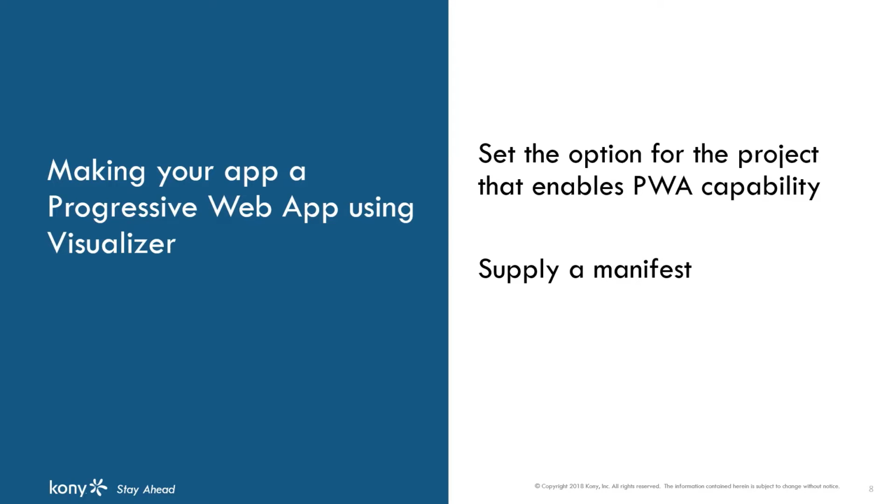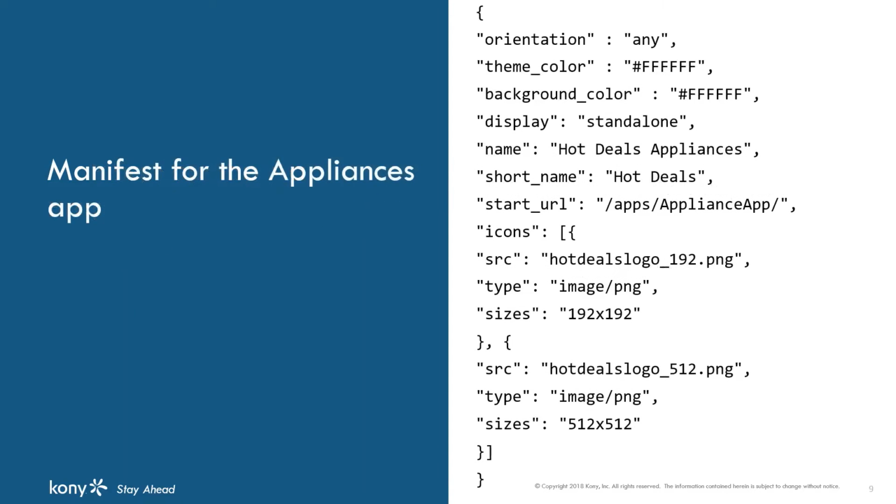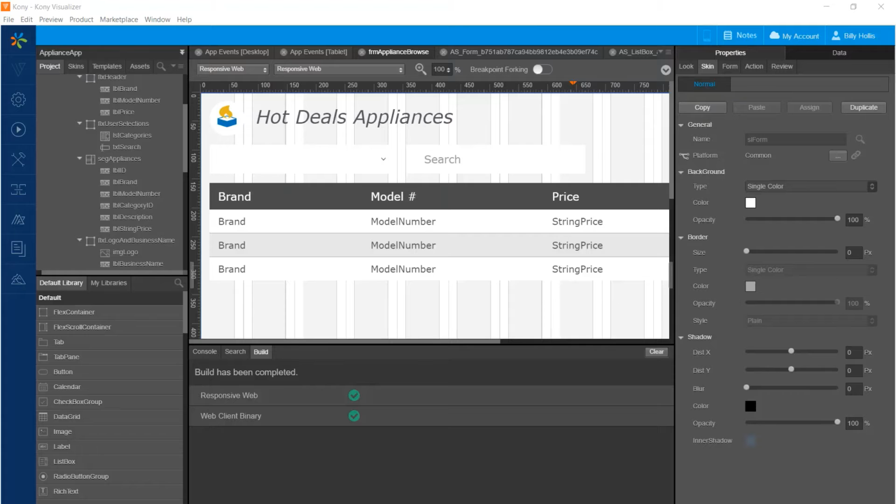There are basically 2 tasks that you need to accomplish. One is to set the option for the project that enables PWA capability, and the other is to supply a manifest that PWA capabilities need. Here is the manifest that we will use. It contains a lot of information to help install the app onto the home screen if a user decides to do that. Now let's turn on that PWA functionality.